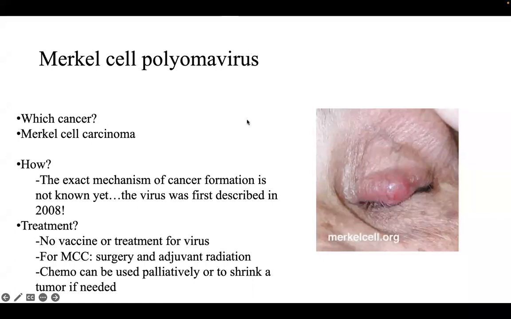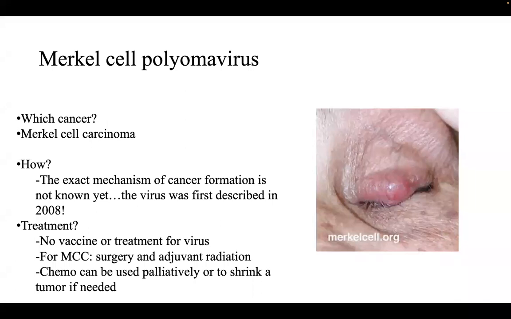So the Merkel cell polyomavirus causes Merkel cell carcinoma, and the exact mechanism of the formation is unknown, but there is no vaccine or treatment for this virus either. And for the carcinoma, surgery and radiation are recommended, and chemo for palliative care and shrinkage of the tumor. So that's all for the Merkel cell polyomavirus. It's still a new virus with a new mechanism that is under study on how it causes carcinoma.